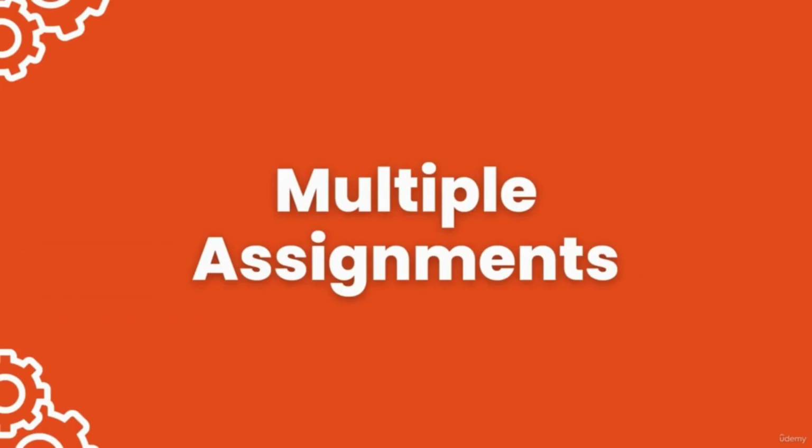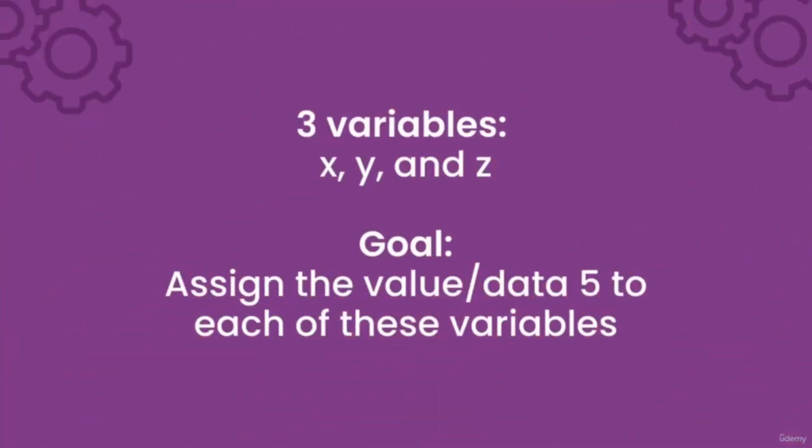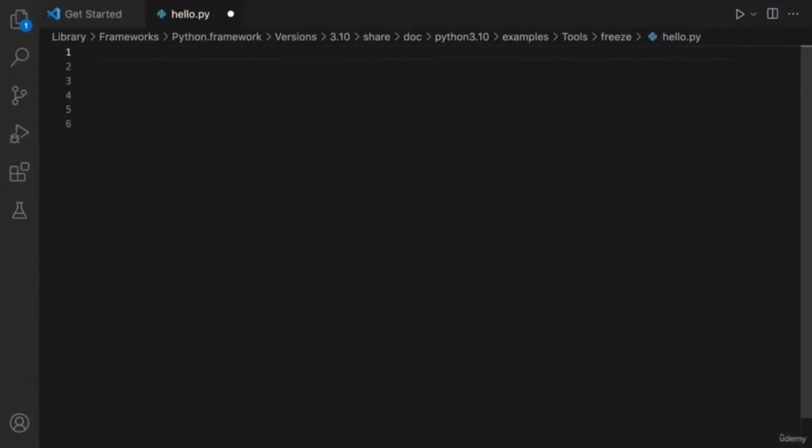In this video, I just wanted to show you guys some different ways you can assign values to multiple variables. Let's say I had 3 variables, x, y, and z, and I wanted to assign the value 5 to each of these variables. I could write it like this. X is equal to 5, y is equal to 5, and z is equal to 5.